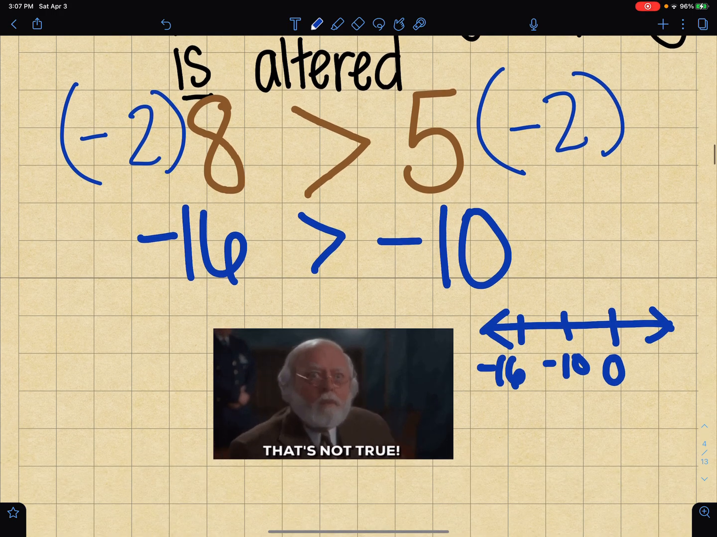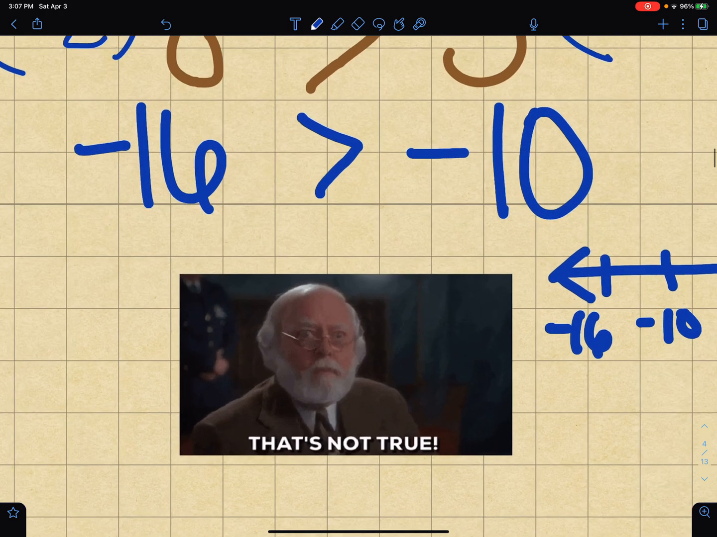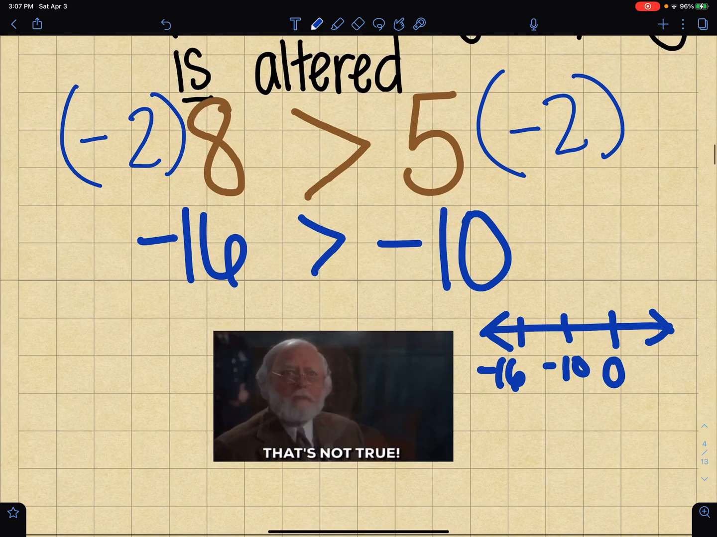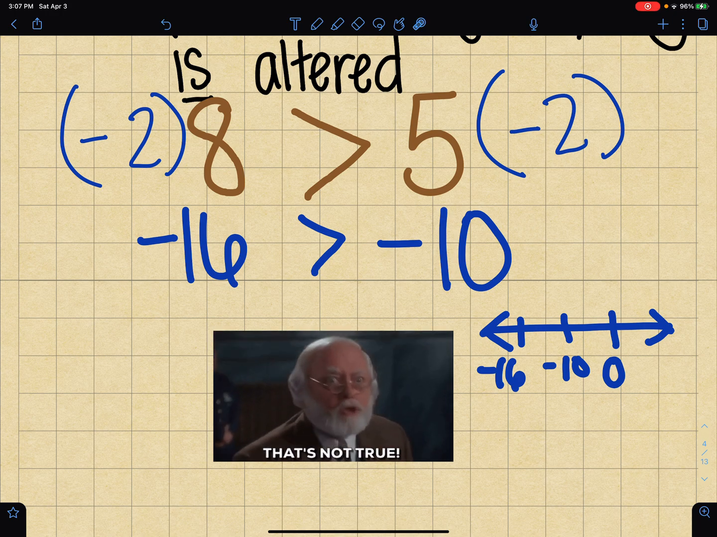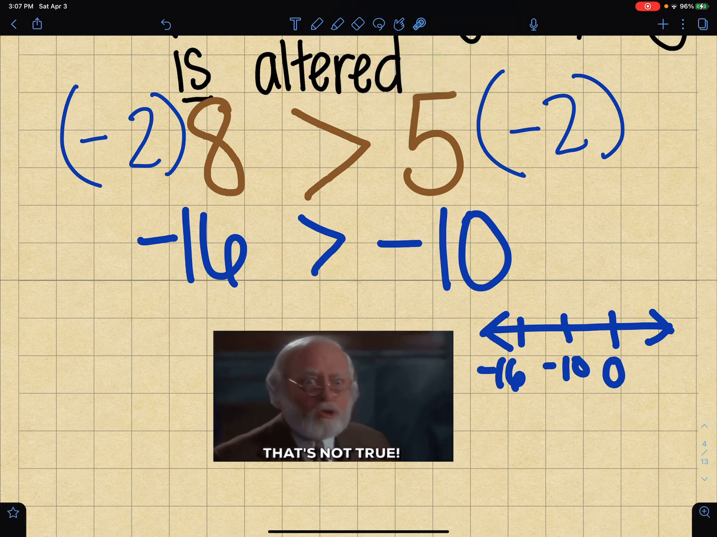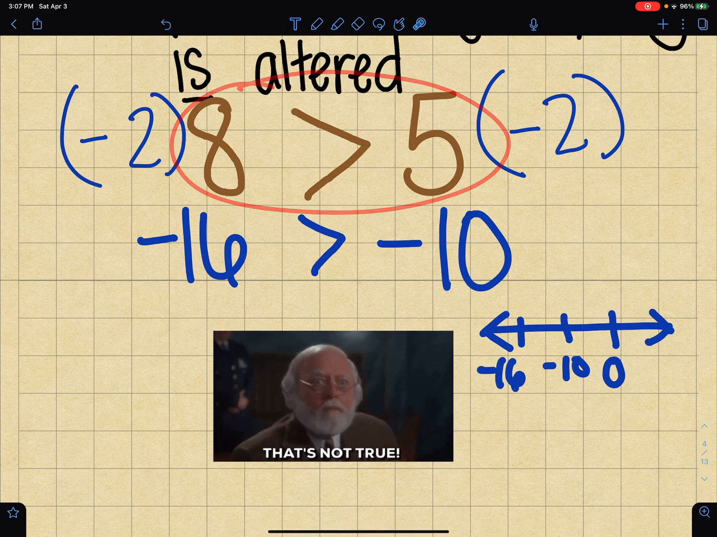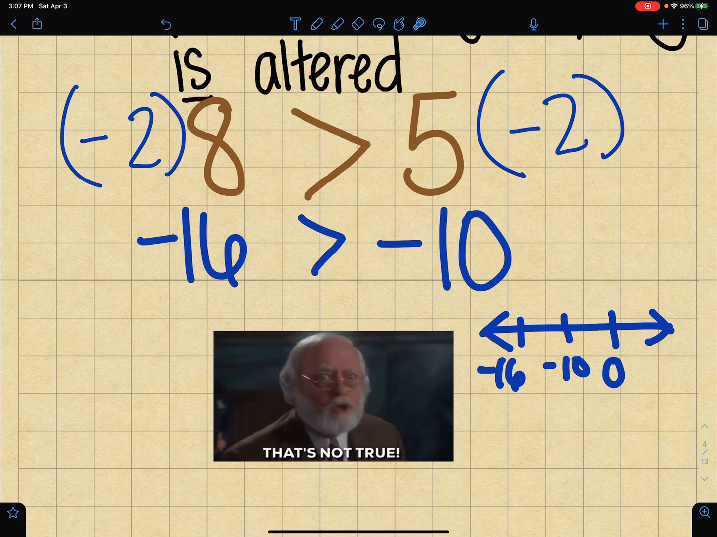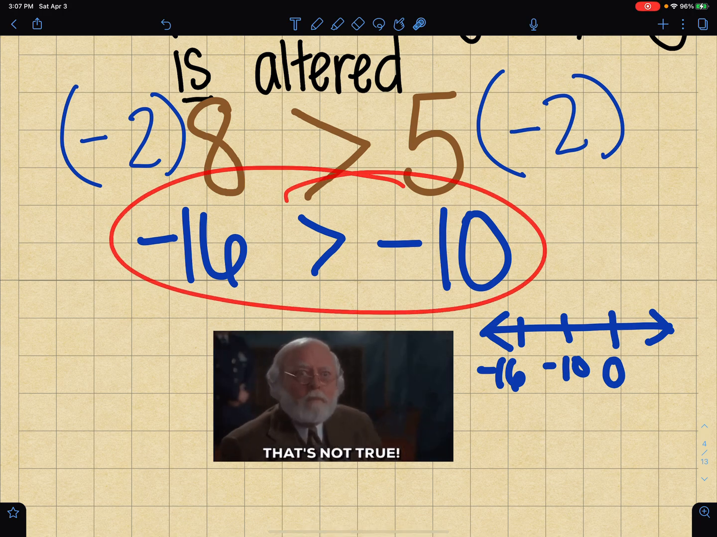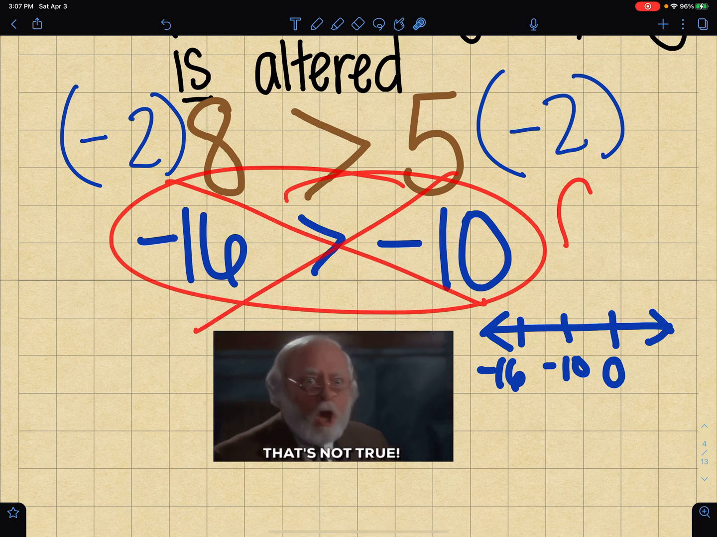So what did that do? That's not true. So the dinosaur man, whatever his name is, he's right because we took a true statement, 8 is greater than 5, true, and when we multiplied it by a negative number, we got this statement, which is false.